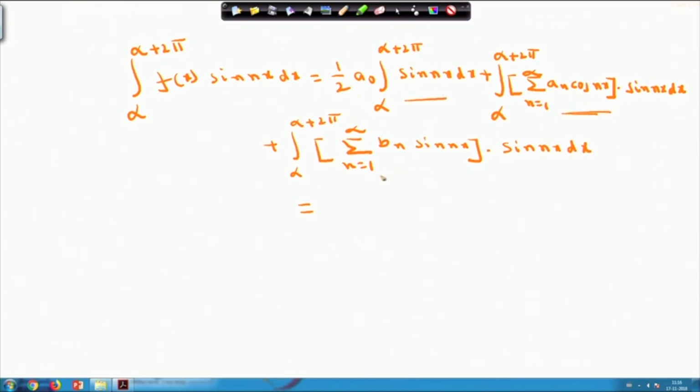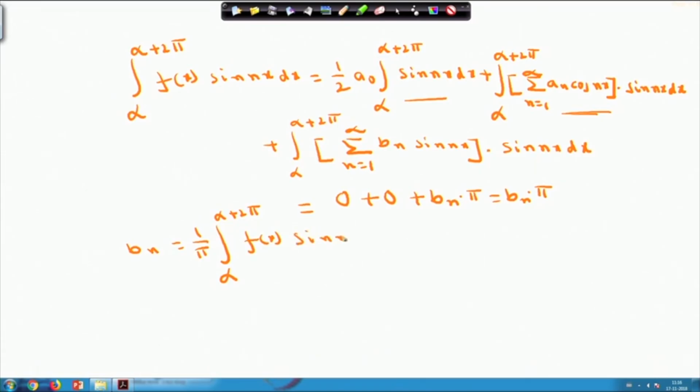and here also, except for n equals n, all other terms will vanish. So that you will get 0 plus b_n into π. So that you are ultimately obtaining b_n into π, and from here you can write down b_n = (1/π) ∫ from α to α+2π of f(x) sin(nx) dx.